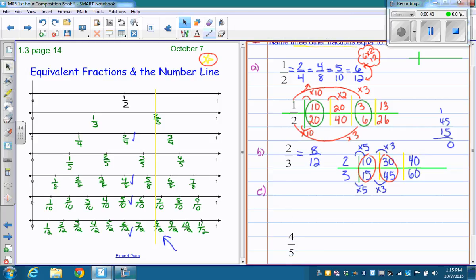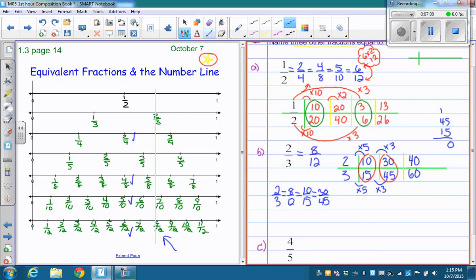In other words, 2/3 can be equal to all of those. 2/3 is equal to 8/12, which is also equal to 10/15. I took that from my ratio table. It's equal to 30/45, and it's equal to 40/60, and the list could just go on and on. But for right now, we're going to stop there.